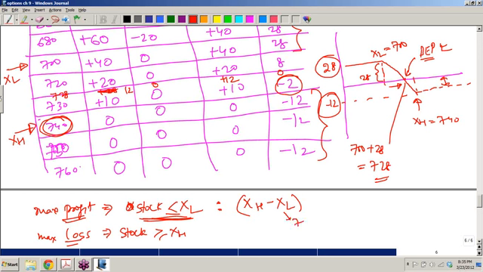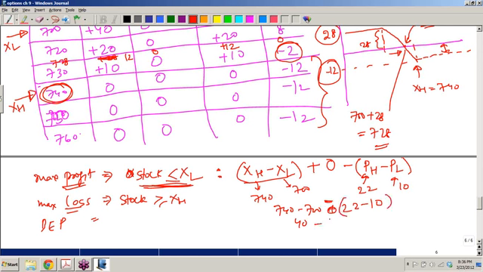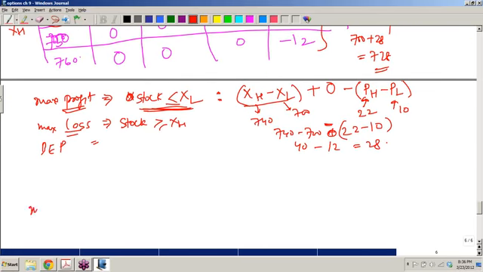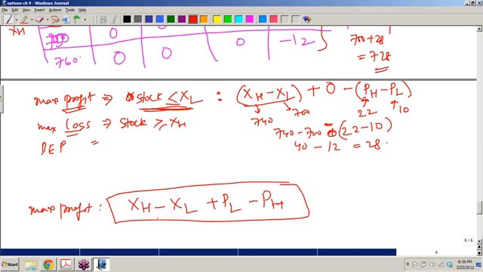So x lower is 700, x higher is 740. This is the benefit that the higher option will give. The lower option will give you nothing, 0, but you have to pay the premium, the net premium, which is minus premium higher plus premium lower. Premium higher was 22, premium lower was 10. So 740 minus 700, minus 22 plus 10, so this is 40 minus 12, so it's 28. If somebody asks you the formula for max profit, the formula will be XH minus XL plus PL minus PH. This is the max profit formula.